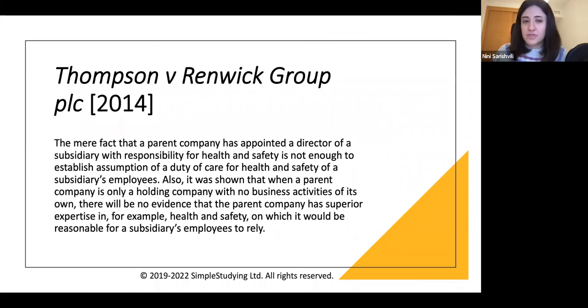Also, Thompson versus Renwick Group is an important case about this subsidiary companies concept. Here it was argued that the mere fact that a parent company has appointed a director of a subsidiary with responsibility for health and safety is not enough to establish assumption of a duty of care for health and safety of the subsidiary's employees. Therefore, here, as you can see, the group entity argument was no longer applied. It was Prest versus Petrodel, and a mere appointment as a director did not make the person responsible for health and safety for another company.